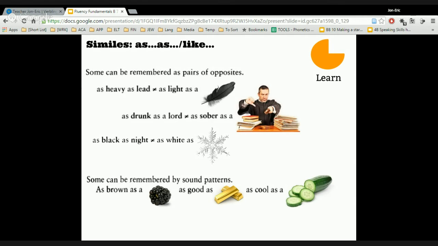Brown as a berry, as good as chocolate. No. As good as gold. As good as gold. As cool as a cucumber. Good. Cucumber. Excellent. Very good.